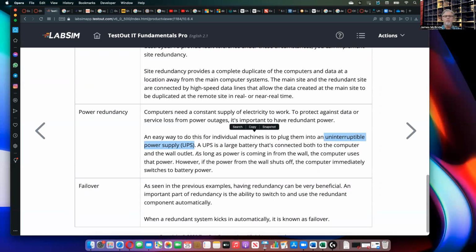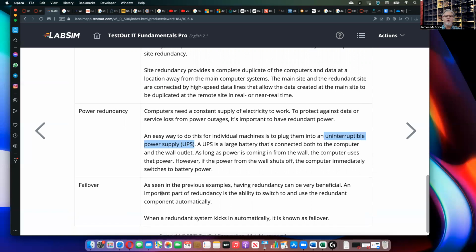the electrical comes over. Failover is seen in the previous example. Having redundancy can be very beneficial. An important part of redundancy is the ability to switch to the redundant component. So you can have the redundant stuff sitting there, right? I can have the diesel engine sitting out there, but if I don't have a mechanism for kicking the diesel engine on when it's needed, it's not helping me.